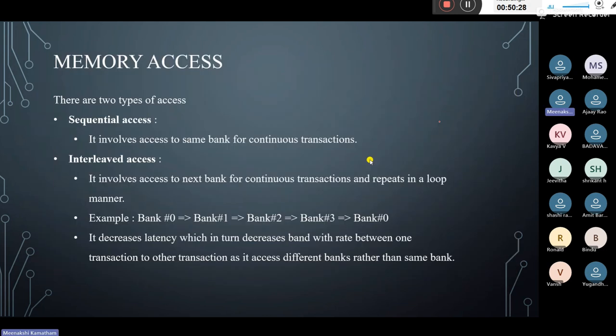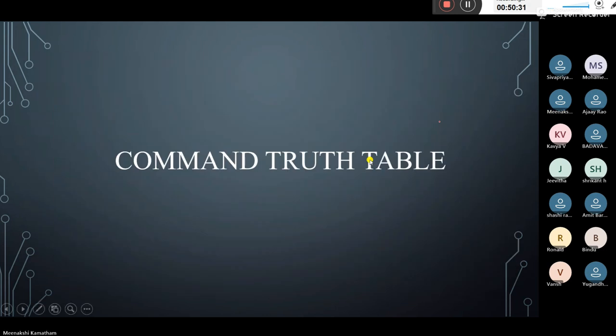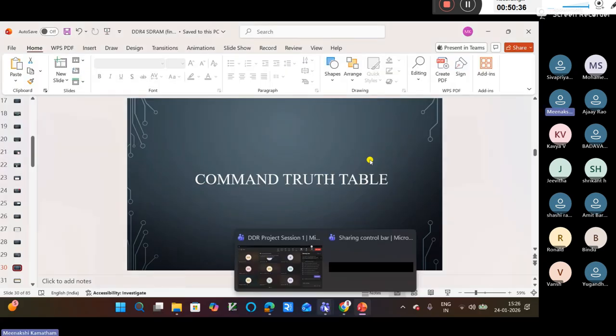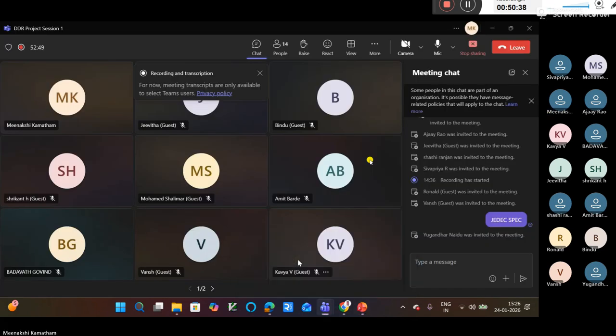And coming to the command truth table, we'll have one minute. Up to here, is it clear? Hello, please, anyone, up to now you'll get clarity only. I will move on to the other topic, or else it is a waste of time for you and me. Hello? Anyone, please. Srikanth?